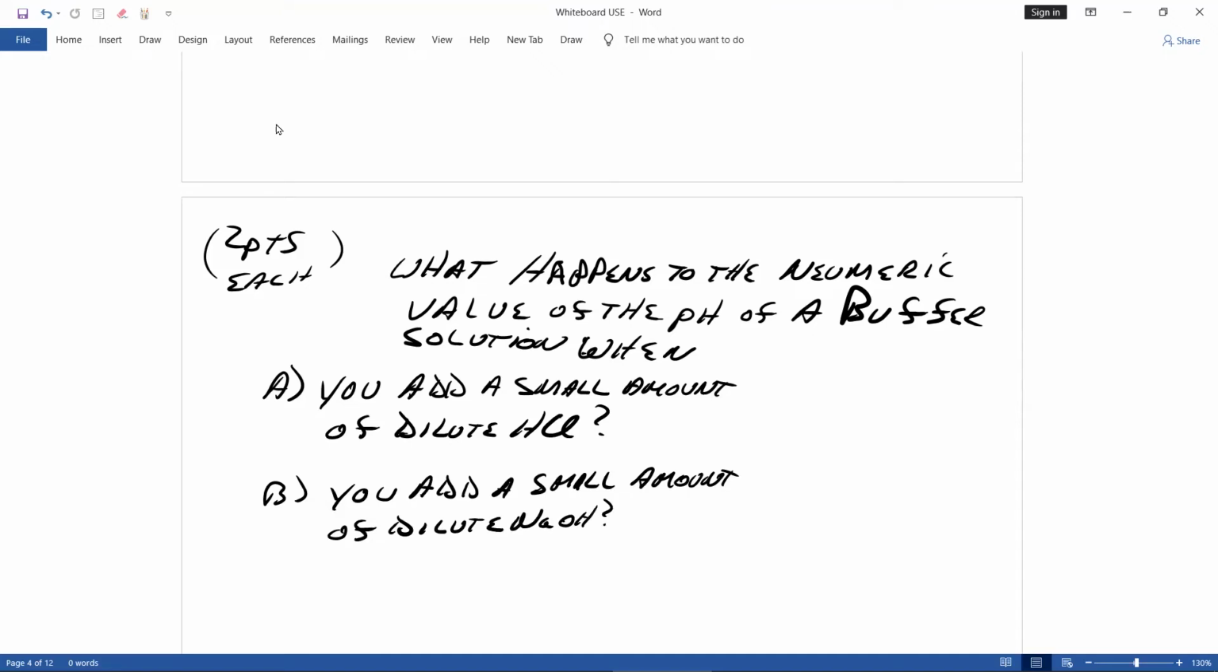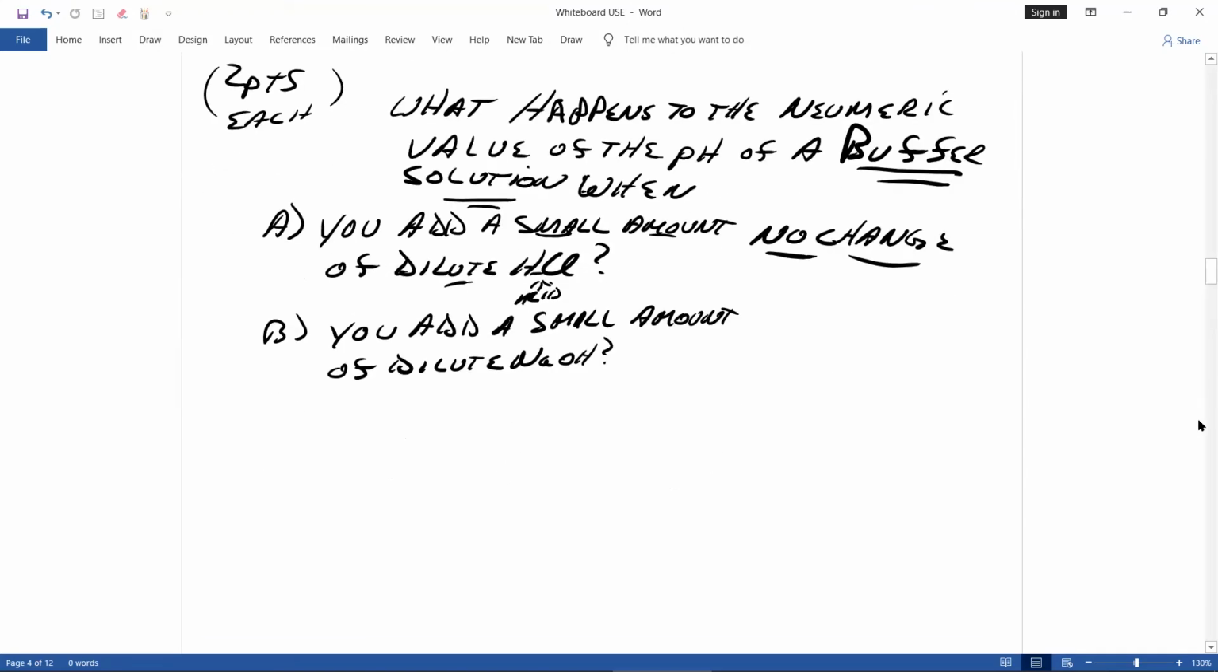All right, now I've finished. 2 points each. What happens to the numeric value of the pH of a buffer solution? And that's the important thing. Buffer solution, when you add a small amount, and notice small amount, of dilute HCl. Don't forget, HCl is an acid. And the answer is when you add a small amount of acid or base to a buffer solution, there's no change in the pH, or very little change for this class. I'll call it no change.